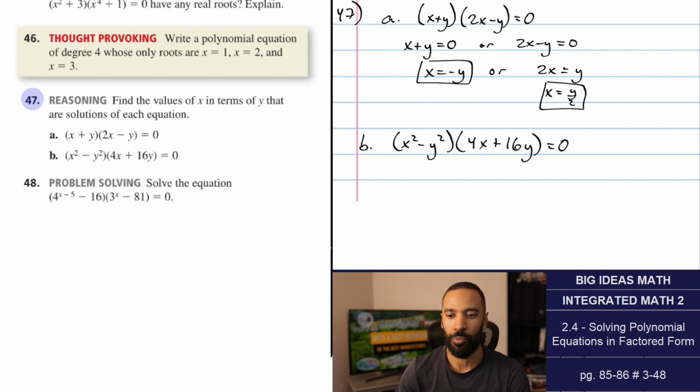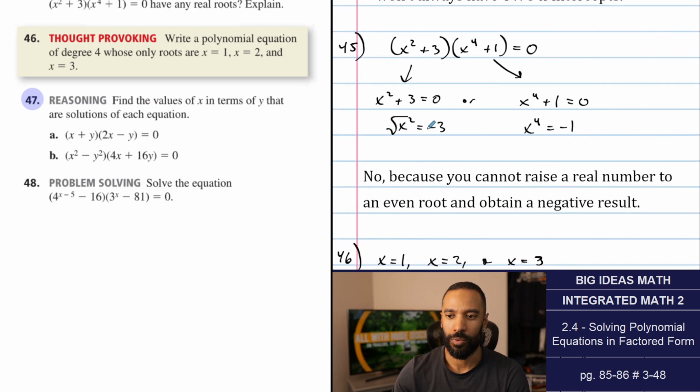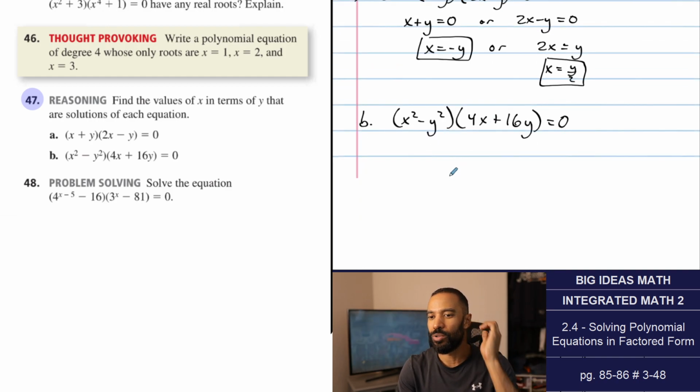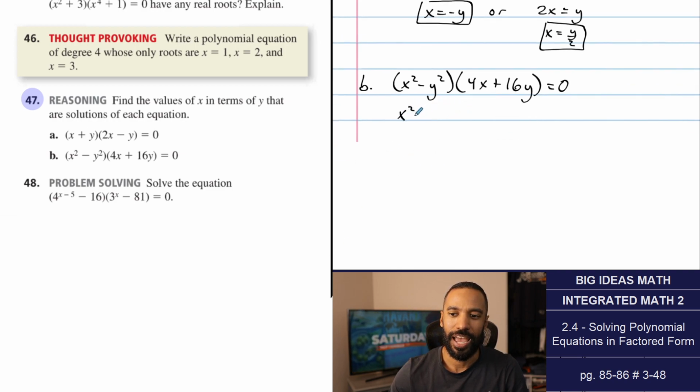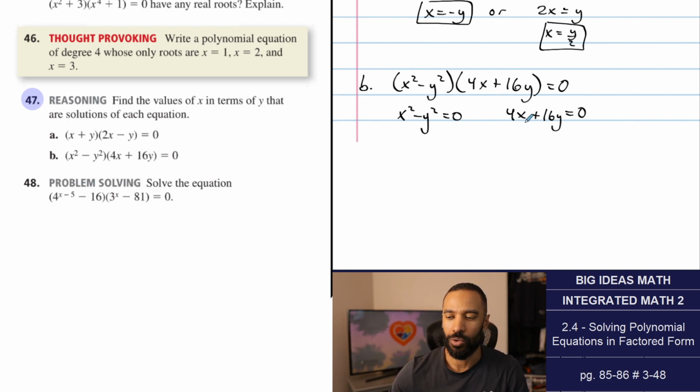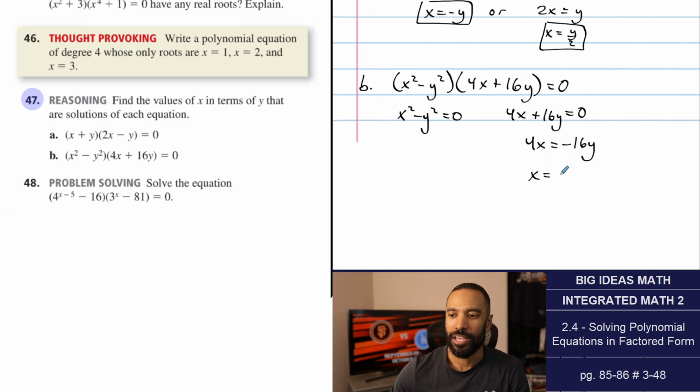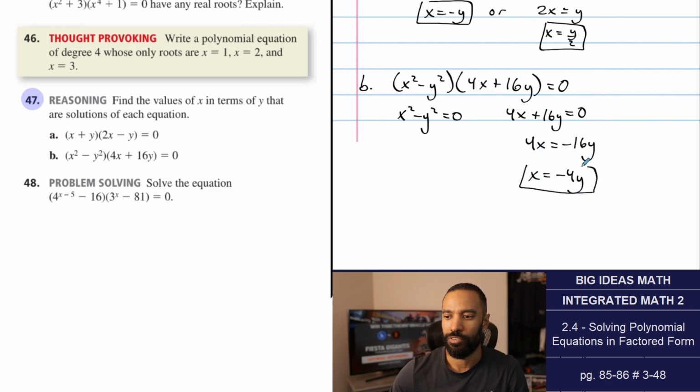I think it's probably now worth me saying that if you took the square root of both sides, you get into rut row territory. If you take the fourth root of both sides, you get into rut row territory. So let's look at this part B. Either x squared minus y squared equals 0 or 4x plus 16y equals 0. Let's start with what would actually be the easier one. It's right here. 4x equals negative 16y, and you divide by 4, x equals negative 4y. That's one of your answers.